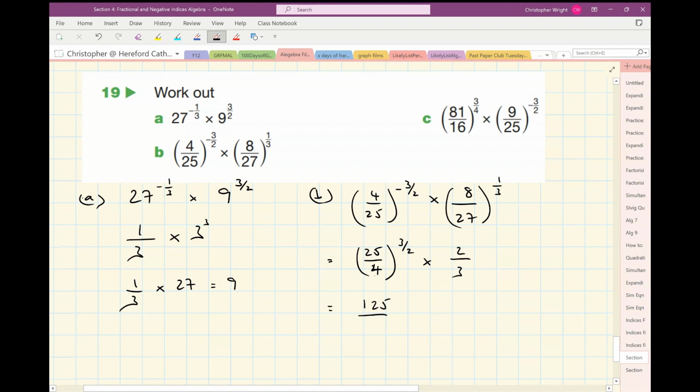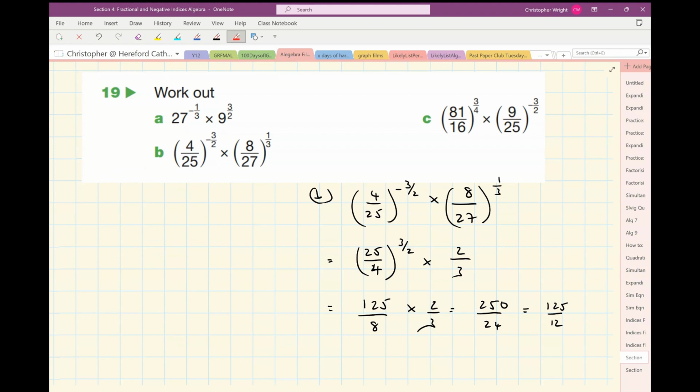Over the square root of 4, 2 cubed, 8, multiplied by 2 over 3, which gives me 250 over 24, which can be cancelled down, I'm sure, if I just stick that into a calculator using the fraction function. 250 over 24 equals 125 over 12. I think I could manage that without the calculator. But never mind. Right. Let's have a look at part C.